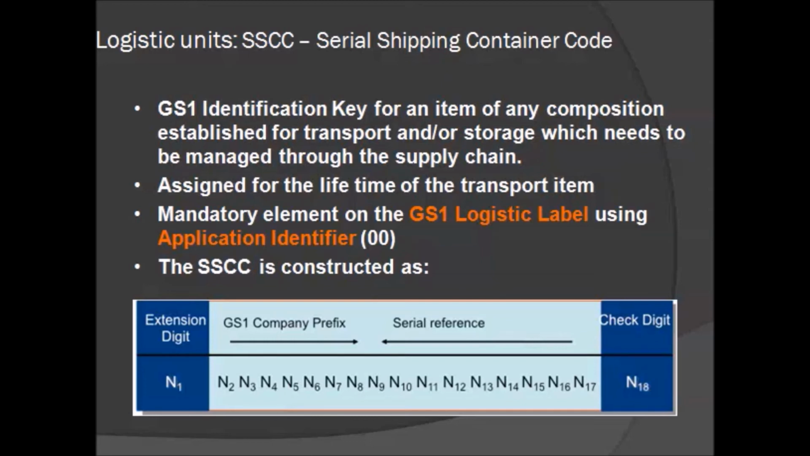Then we want to know how it is delivered. The logistic units will be represented by the SSCC number, serial shipping container code. The EPC Global GS1 identification key for an item of any composition established for transport and or storage, which needs to be managed through the supply chain. So we can know which container is shipping or carrying the trade item, and this container is located at a specific place or location in the harbor or in the warehouse.